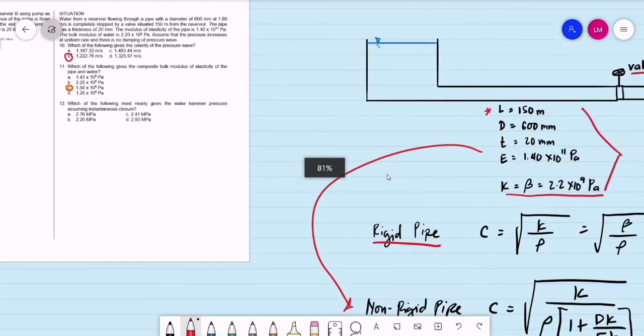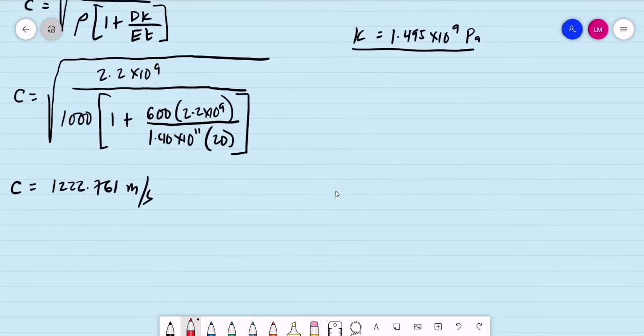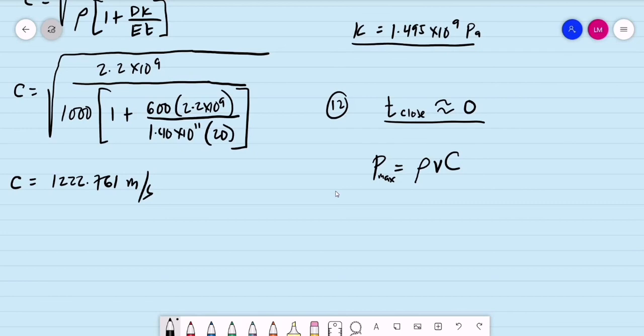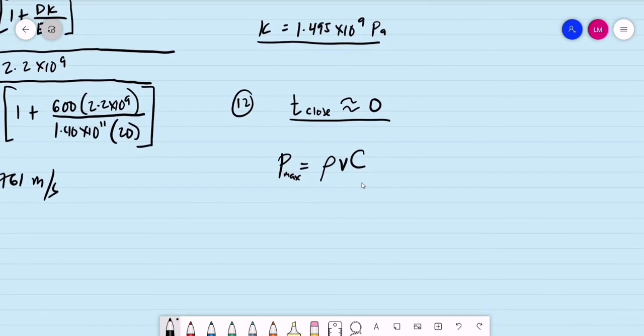instantaneous closure? So pag instantaneous closure, this is number 12, kapag instantaneous, yung time to close yung bulb is, sabihin natin, instantaneous masyadong mabilis, approximately equal to 0. Paano tayo nagko-compute ng pressure? Yung pressure will be equal to the density of the water, the velocity of flow, times the celerity. So ito yung formula natin for the computation of the maximum pressure kapag instantaneous closure. Masyadong mabilis, approximately equal to 0.